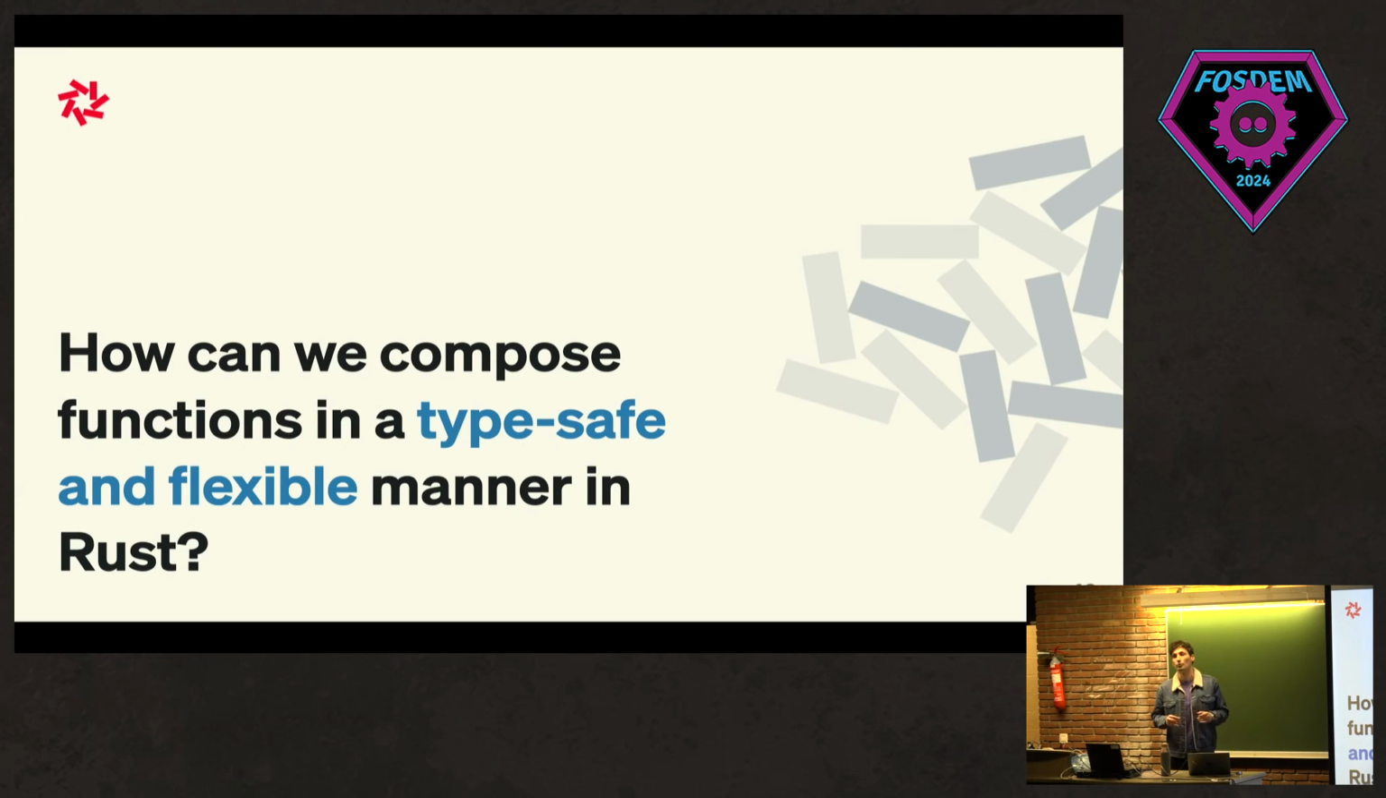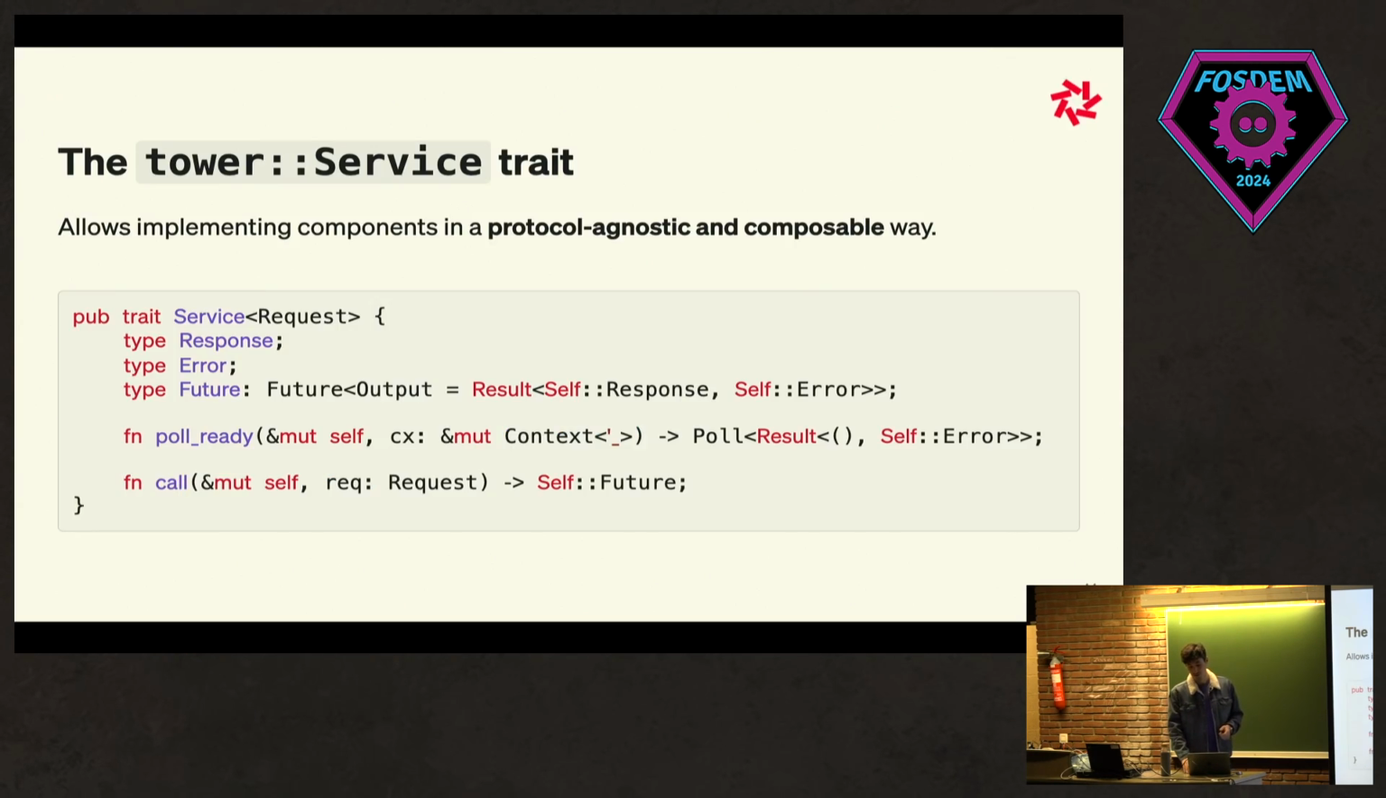So this is what we're trying to do with Tower in the Rust ecosystem. But this time, we still want to compose functions, but we want to do it in a very type-safe manner, and we want to still be very flexible. And this is when the Tower Service trait comes into play. It is the common interface that allows us to implement components in a protocol-agnostic and composable way. So let me describe the trait.